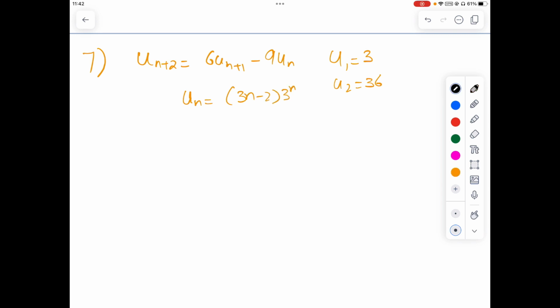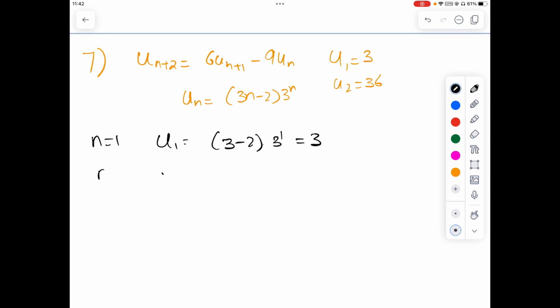Last question, question number 7. It is given u(n+2) equals 6u(n+1) minus 9u(n), and u1 is given as 3, u2 is given as 36, and the formula which we have to prove is un equals 3n minus 2 times 3 power n. So basis n equals 1, so u1 will be equal to 3 minus 2 times 3 power 1, which is 3.